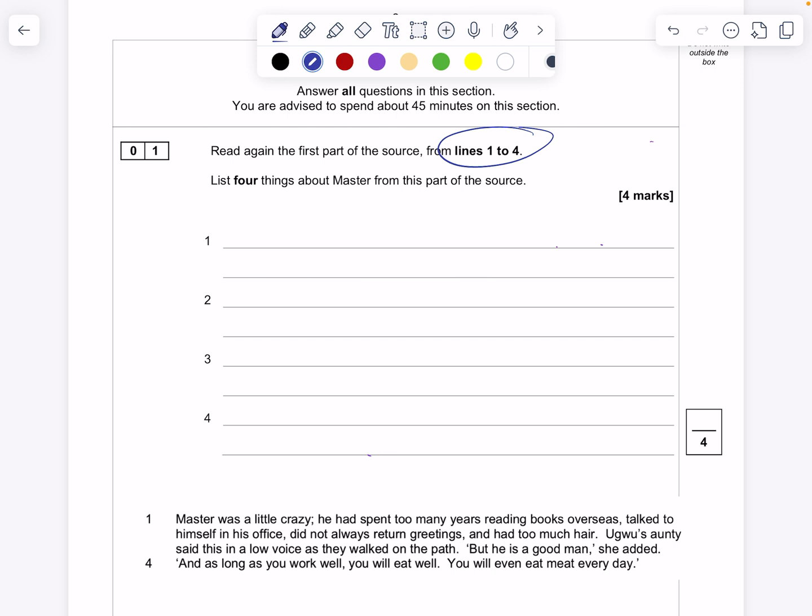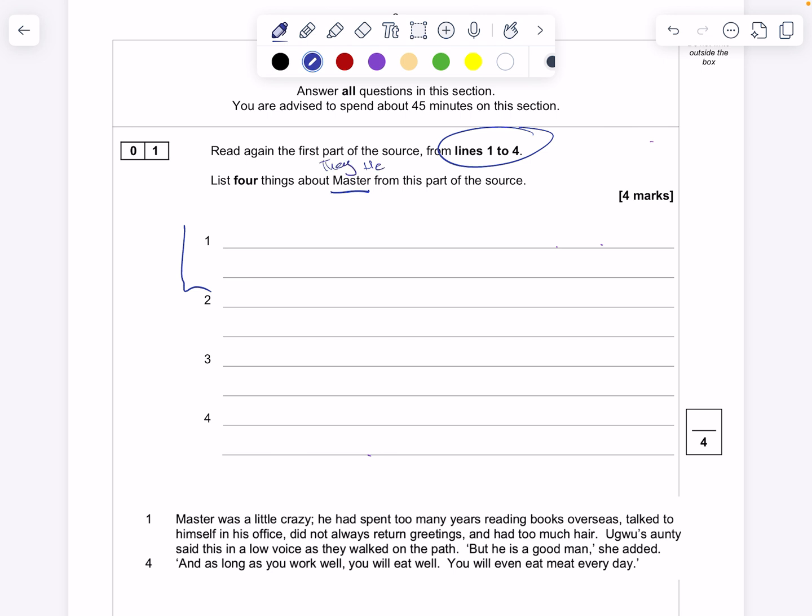So how do you answer it? You need to find 4 facts from the text. Do not infer, do not explain, just retrieve the information. You are given 2 lines for each answer, but you do not need to fill it. It's just there because some people have got very big handwriting. You must write in full sentences and use the correct pronoun. So if the text says, in this case here, master, you can either write master or you can write he or you can write they.